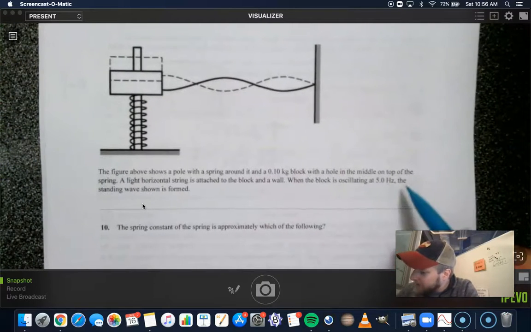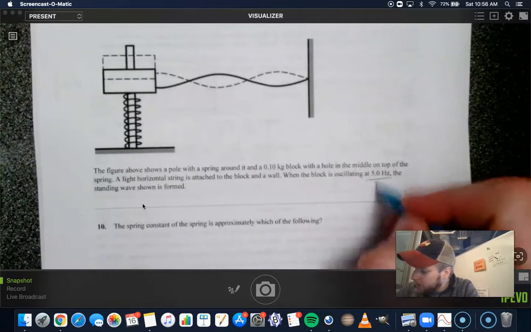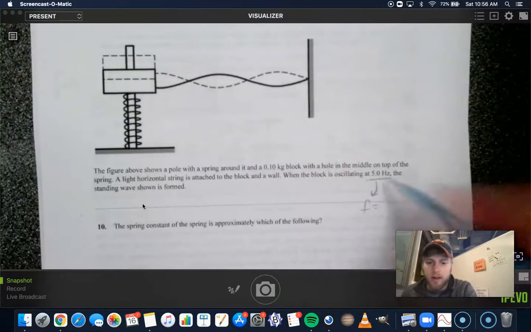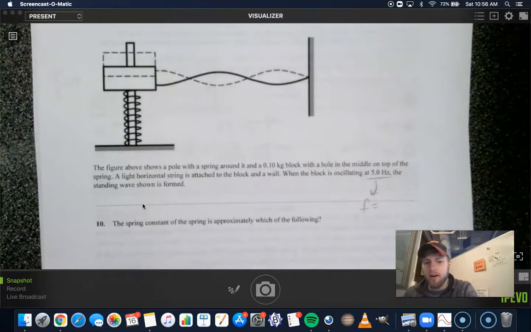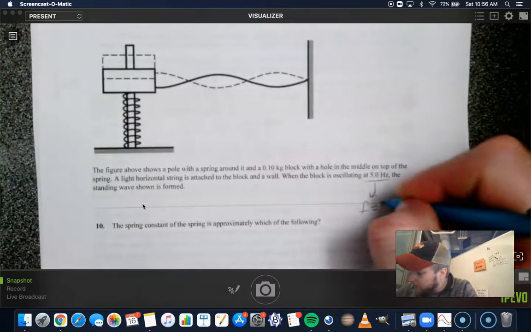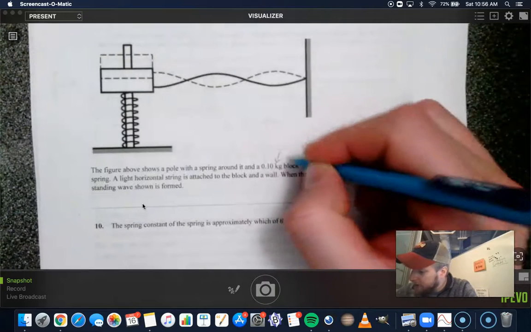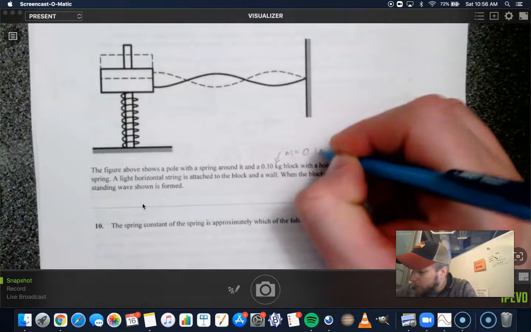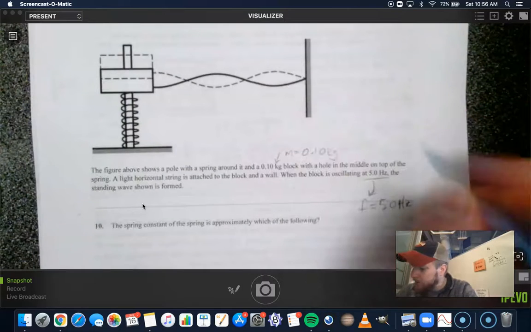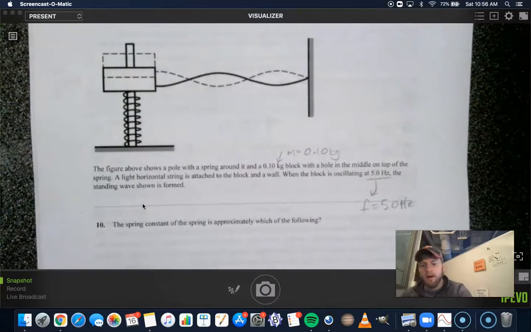We're told that the frequency, that's important, is 5 hertz. We're also told that the mass is 0.10 kilograms. So, what is the spring constant?